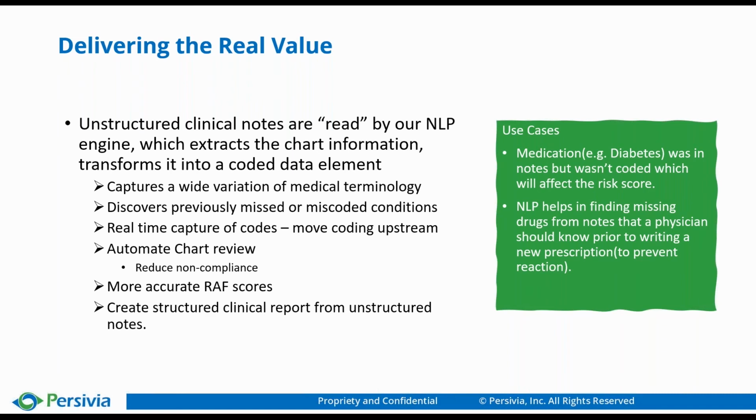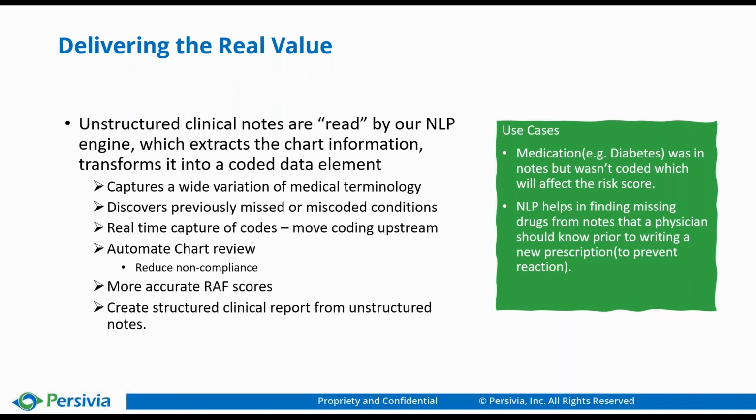We also discover previously missed or miscoded conditions. Our NLP also allows for real-time capture of codes at the point of care, where the codes are presented right at the assessment screen for physicians, so they don't miss out on any HCC opportunities. We automate chart review to identify clinically relevant information. NLP provides more accurate RAF scores and is able to create structured clinical reports from unstructured notes.